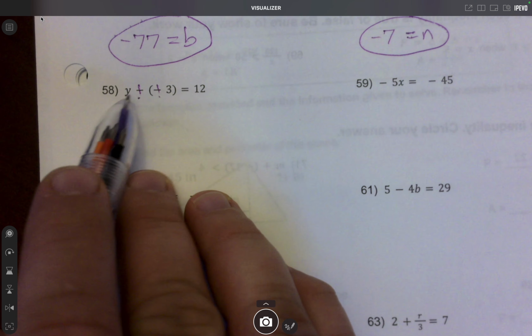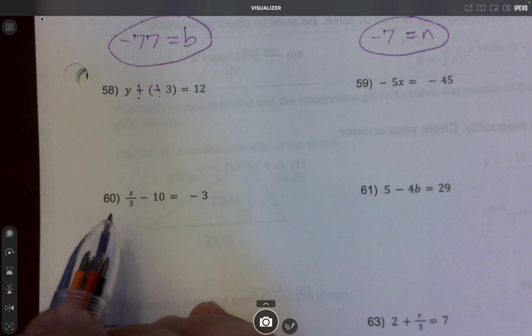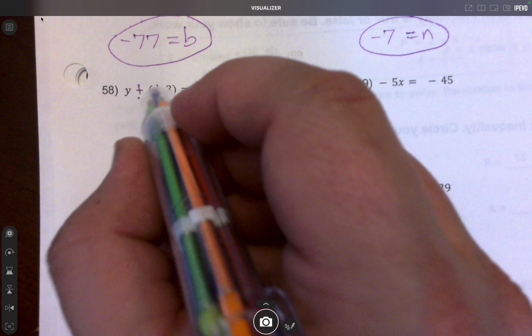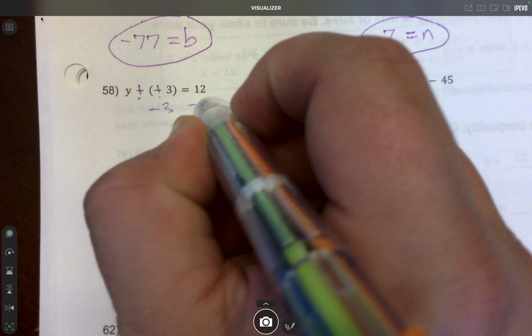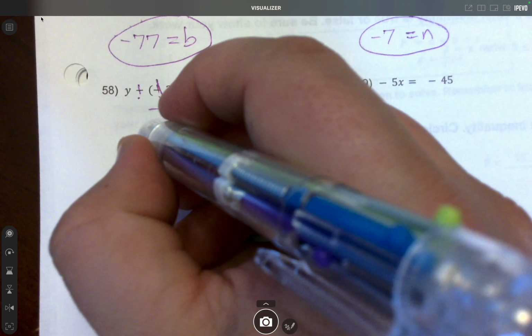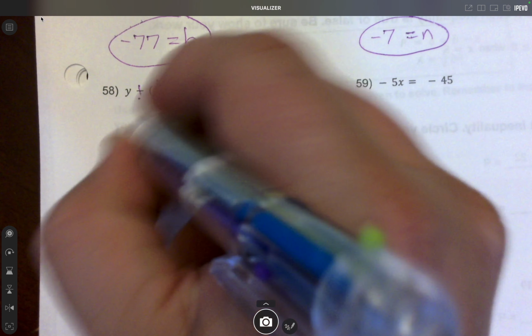So this is really y plus 3. So what we need to do to get rid of that positive 3 is subtract 3 from both sides, giving us y equals 9.